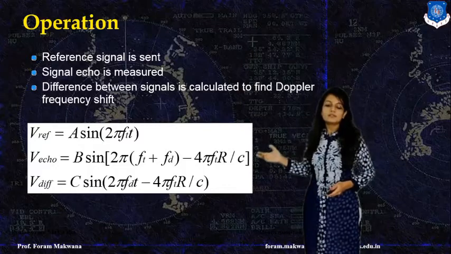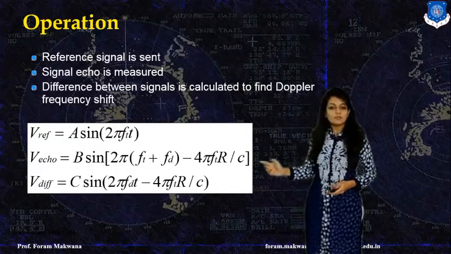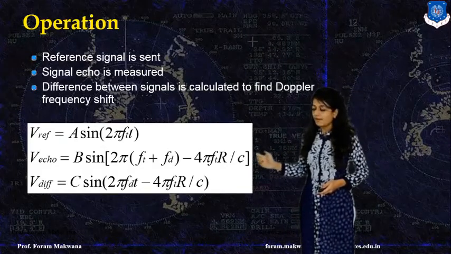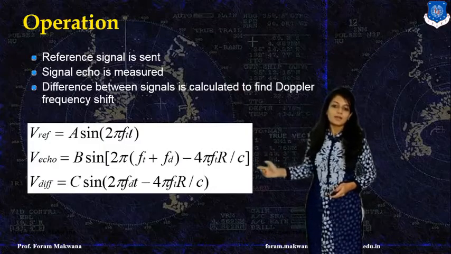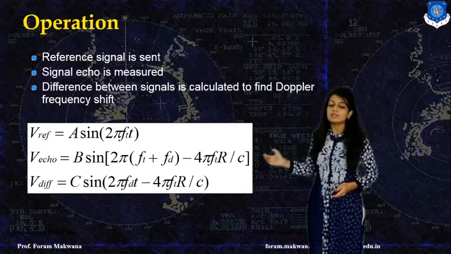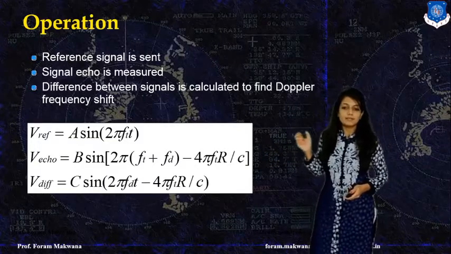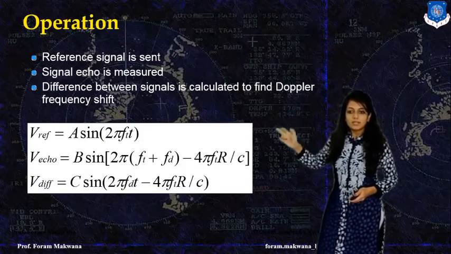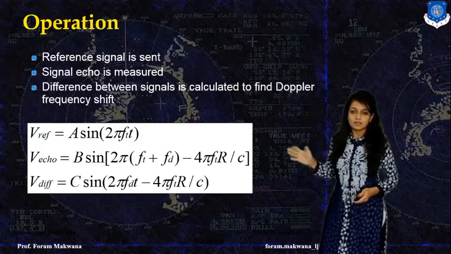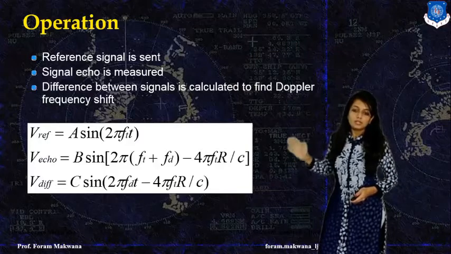Now, ft is the transmitting frequency, fd is the Doppler shift frequency, alright, minus 4 pi ft into R by c. Alright. What is R? R is the range. What is c? c is the speed of light. And ft stands for transmitting frequency. And over here A and B represent the amplitude of the signal. Alright? A is for the reference signal and B is for the echo signal.